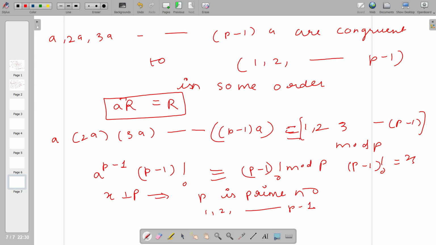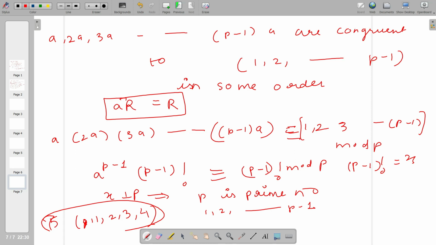For example, let's say we have the number 5, which is a prime number, and any other number which is less than it, like 1, 2, 3, 4 (0 is not a member). The GCD of these numbers with 5 will be 1. So we can say that x is coprime to p.